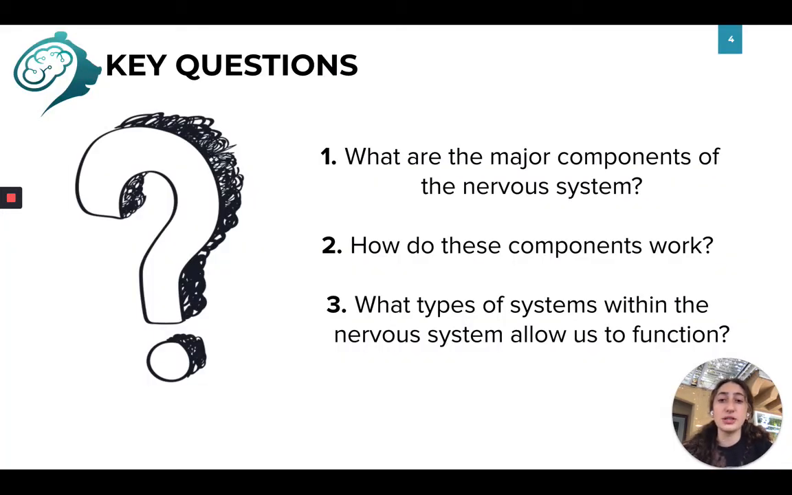So the main questions we're going to seek to answer in this lesson are, what are the major components of the nervous system? How does it break down into smaller subsequent systems? How do these components work in isolation and work together to compose the entire nervous system? And what type of systems within the nervous system allow us to function? So this means looking at the individual system and understanding how that system in specific contributes to the overall function of the human brain, of the human nervous system, and just human action in general.